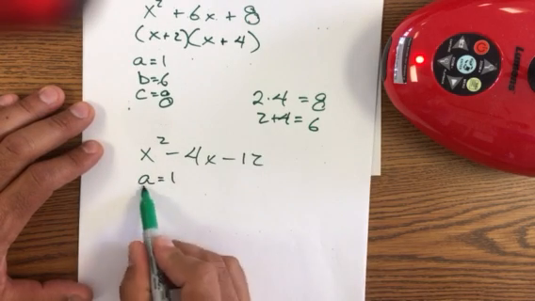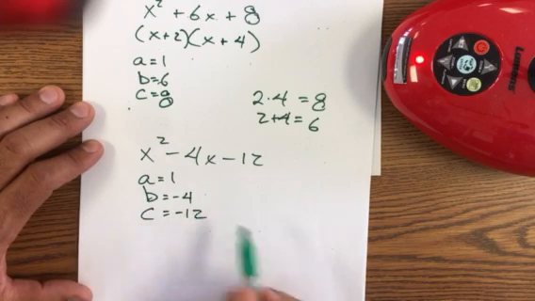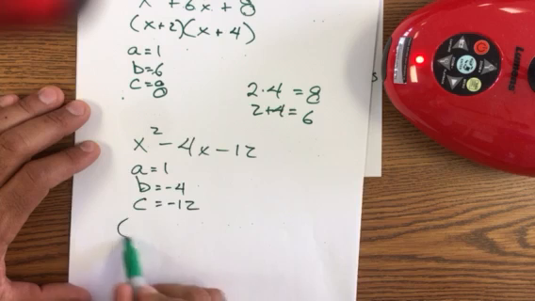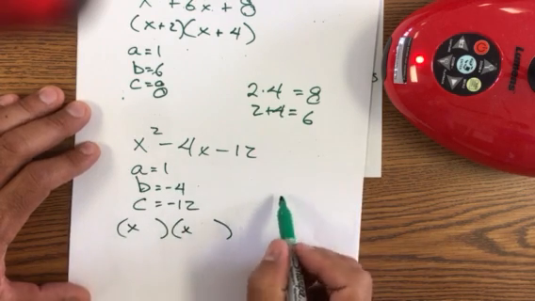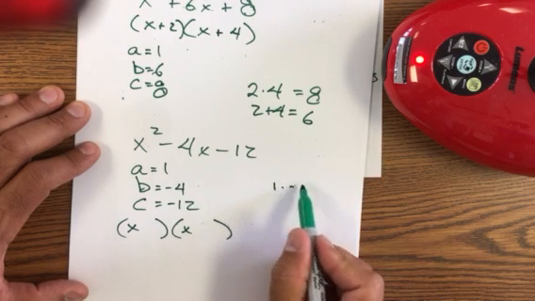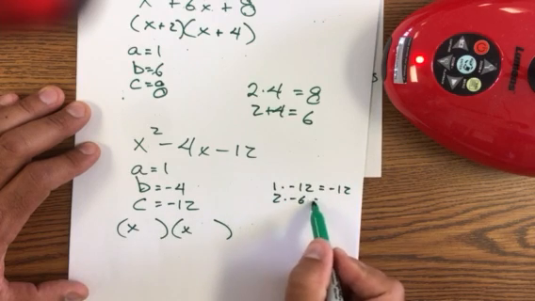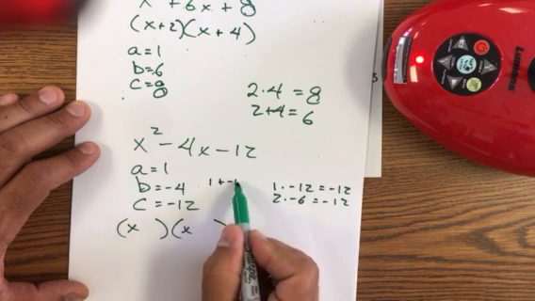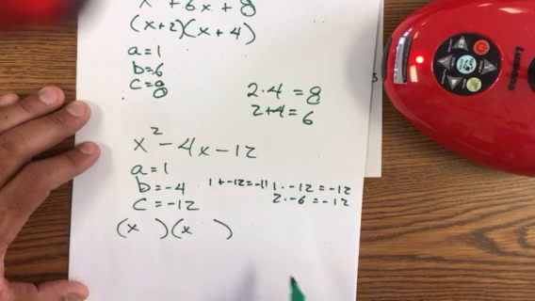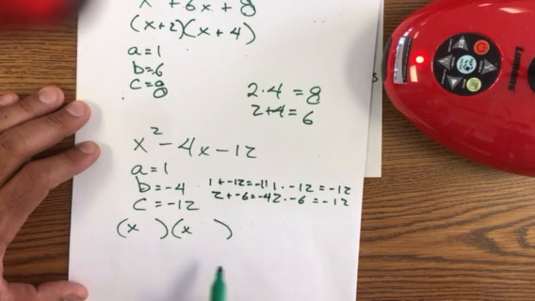The signs matter on these. So when I say B on this one, I'm going to say B is negative 4. And when I say C, I'm going to say C is negative 12. So I need 2 numbers that multiply to negative 12 and add to negative 4. So I'm going to say 1 times negative 12 equals negative 12. Oh, sorry. I didn't add them together. 1 plus negative 12 equals negative 11. So that one didn't work. 2 plus negative 6 equals negative 4. So that one did work. So I need positive 2 and negative 6.